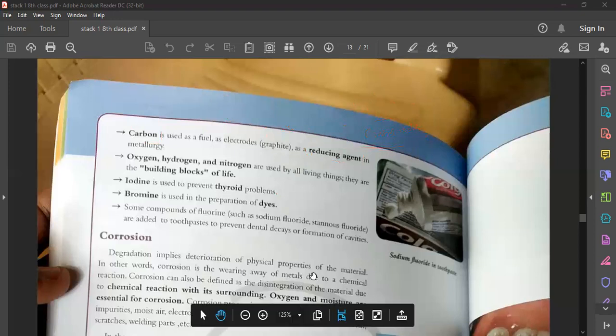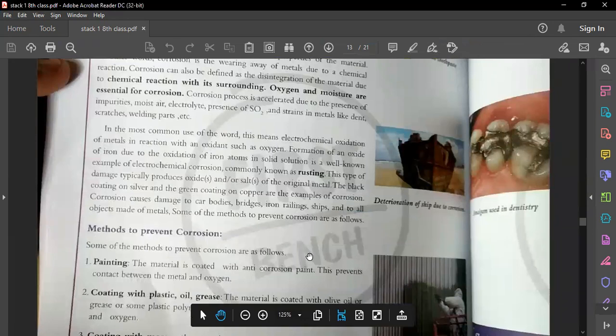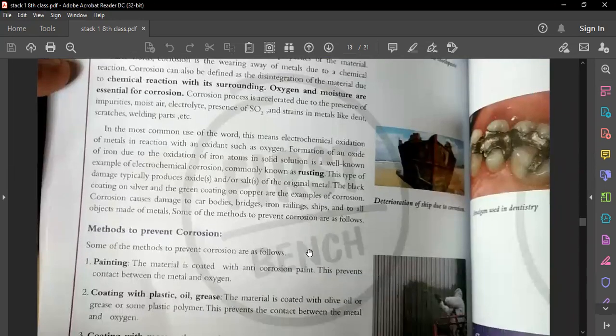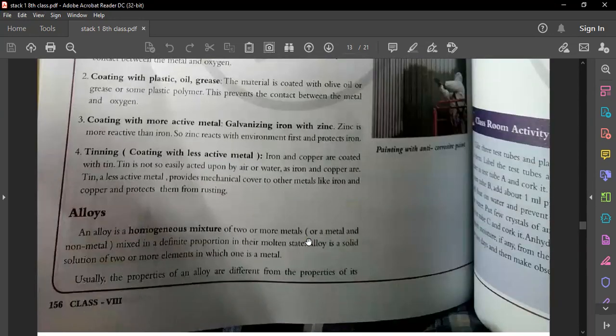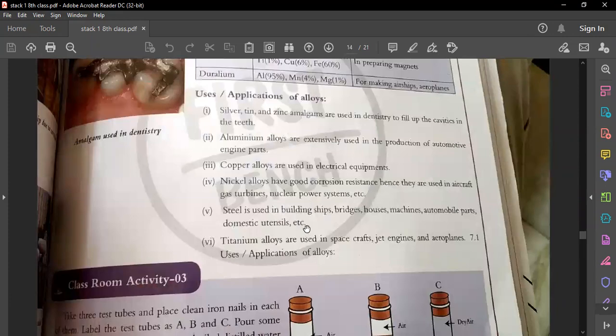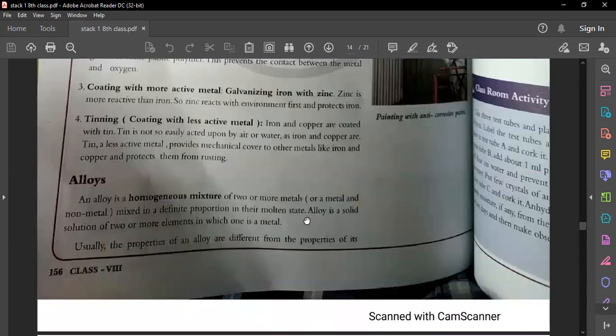So corrosion we already discussed in the last class itself. Any doubts in the corrosion? No doubts, sir. Okay, we'll come to the alloy. So if you finish the alloy now, almost this chapter is going to finish.